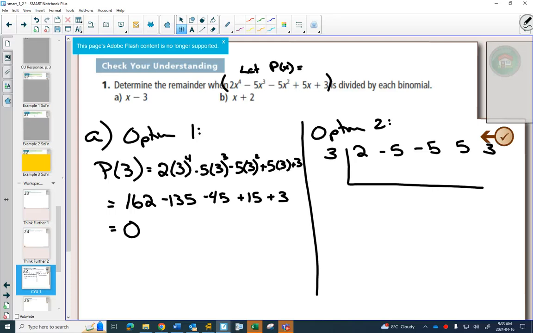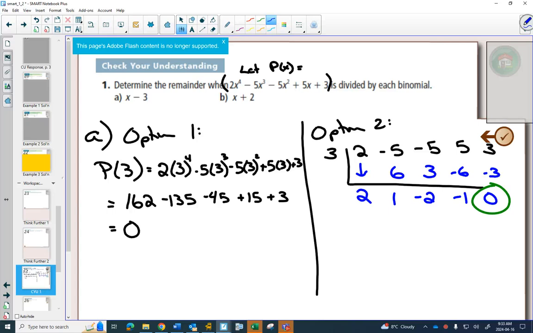Let's look at the synthetic division option. What would we have to do? We'd have to bring down the 2. 3 times 2 is 6, add. 3 times 1 is 3, add. 3 times negative 2, negative 6, add. 3 times negative 1, negative 3, add. There's my remainder this way.